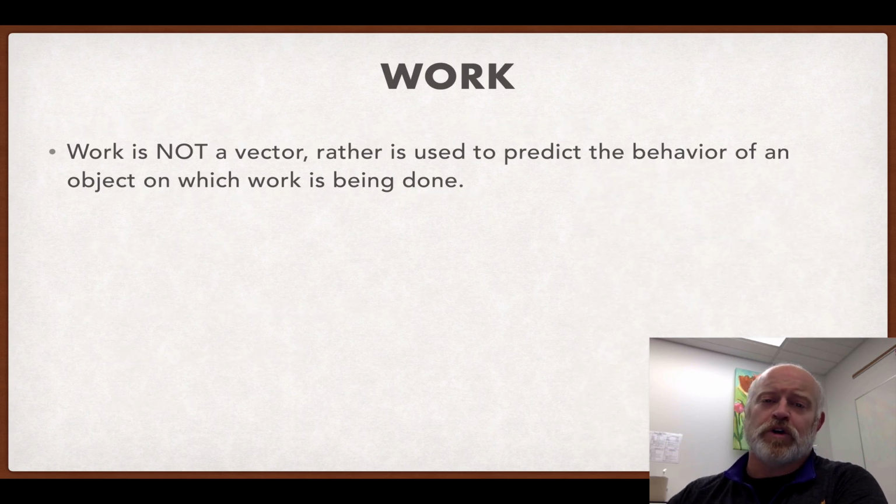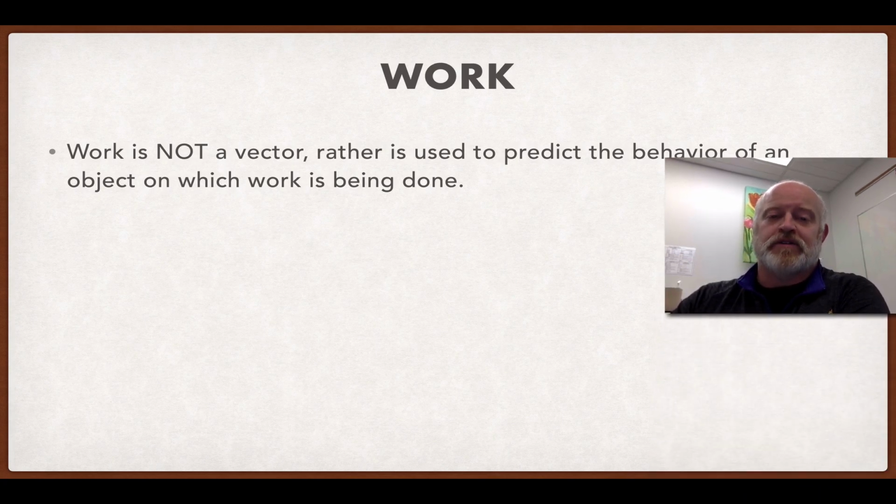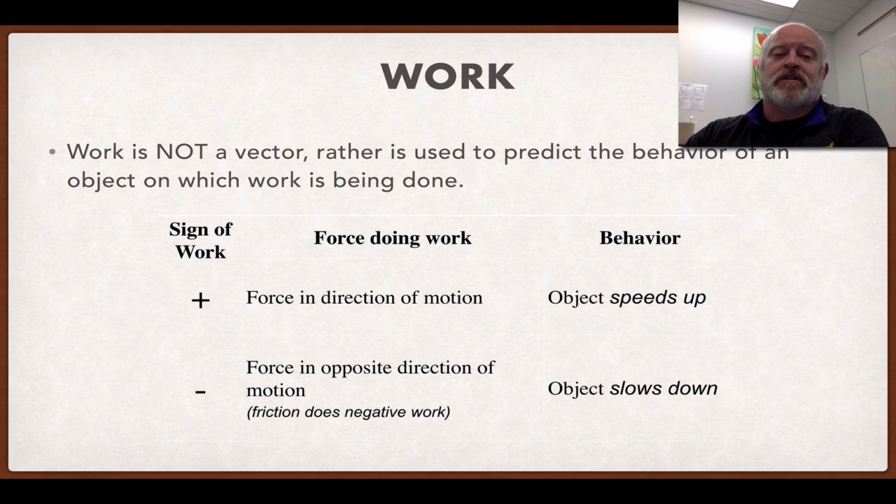Now, work itself is not a vector. We know that acceleration is a vector, displacement is a vector, velocity is a vector. Those give us both direction and magnitude. Work is not a vector. However, because work is a relationship of the force doing the work, the sign of work, a positive amount or a negative amount of work on something, can give us an implication of what's happening to that object. Let's see what that means for us.